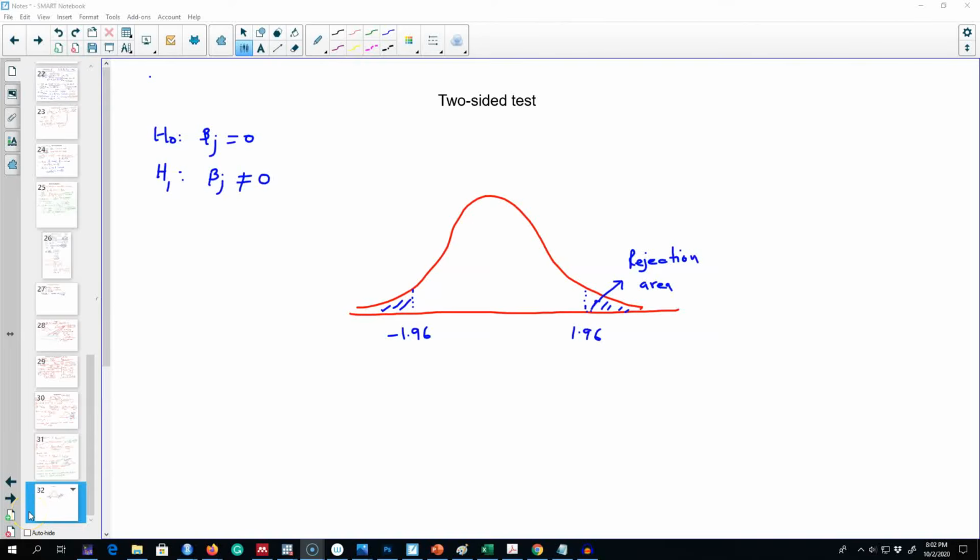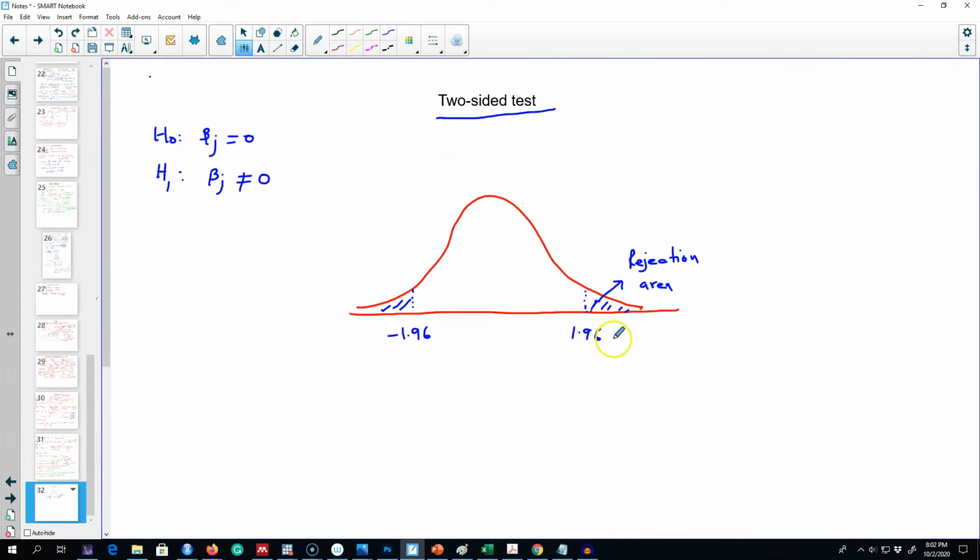In many situations, you may set your null hypothesis beta j equals 0 against the alternative that beta j not equal to 0. In this type of situation, which occurs more frequently in applied empirical work, you are testing your null hypothesis on both sides. And this type of test is called a two-tailed test.